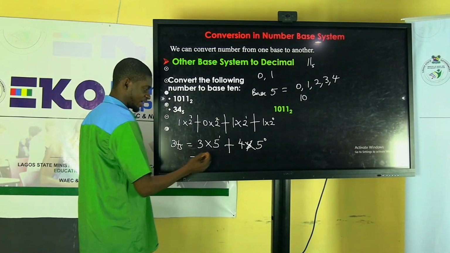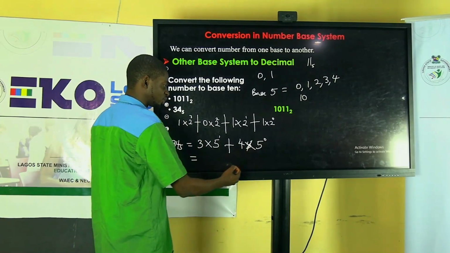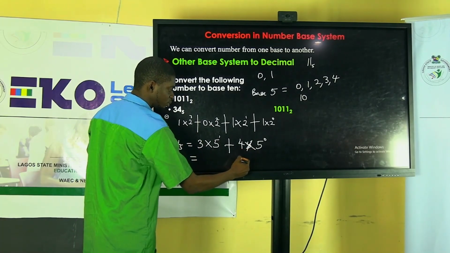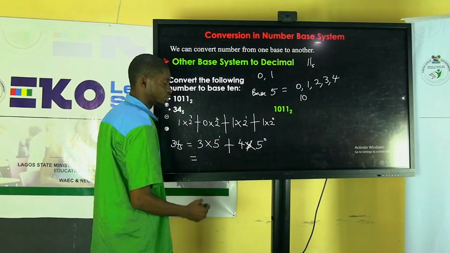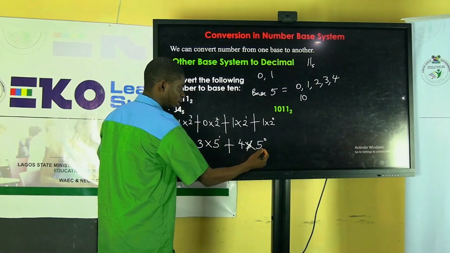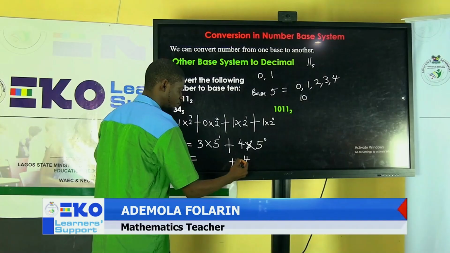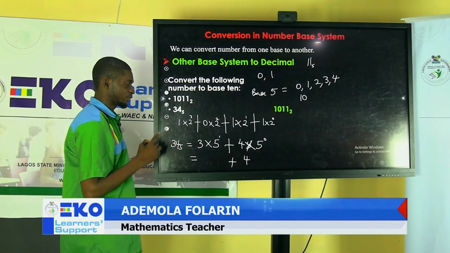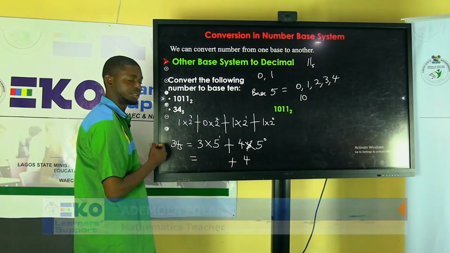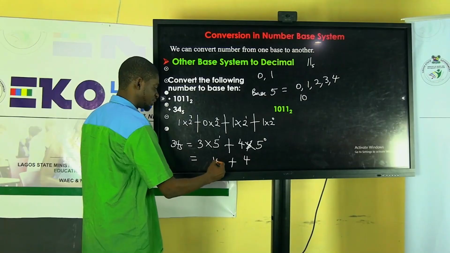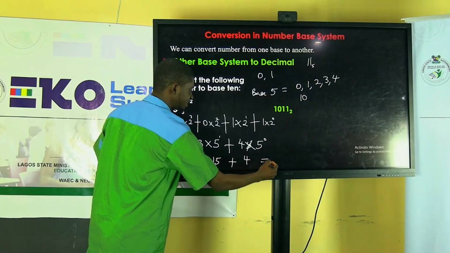So if we simplify this, whatever this gives us, for example, this becomes 5 raised to power 0. Remember, that will be 1. Multiply by 4. That was 4. Plus 5 raised to power 1, 5. Multiply by 3. And that is 15. So when you add this, it gives you 19.